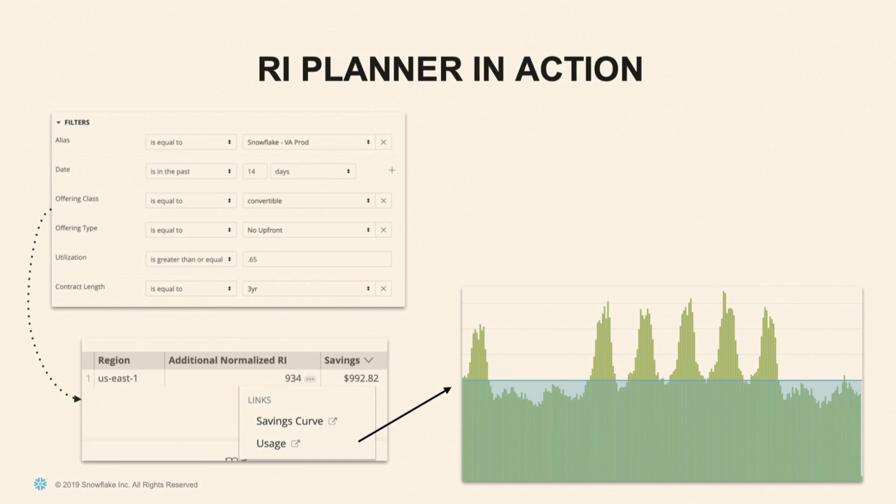Next, we have our savings curve. And our savings curve looks at the hypothetical number of reserved instances we could have purchased and what the cost savings would have been in each of these scenarios. So this is really a visual output of the calculation that I talked about on the last slide.